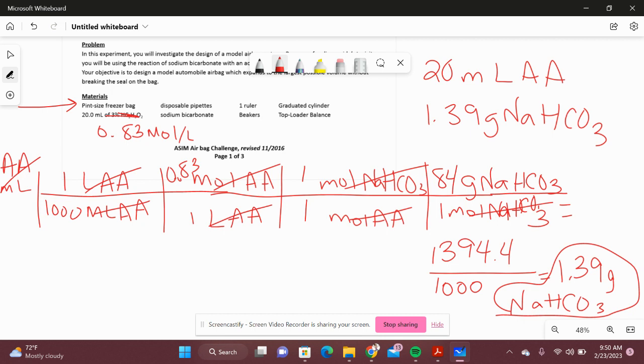So, for example, maybe I would say procedure number 1, measure out 20 mils of acetic acid in a graduated cylinder. Step number 2, pour it into your pint-sized bag. Step number 3, weigh out 1.39 grams of sodium bicarbonate. From there on, that's what you've got to figure out. Where am I going to put that sodium bicarbonate? What else am I going to put in the bag? Am I going to seal it up? What am I going to do to cause that impact to make the two things come together? All of those are your procedure steps.